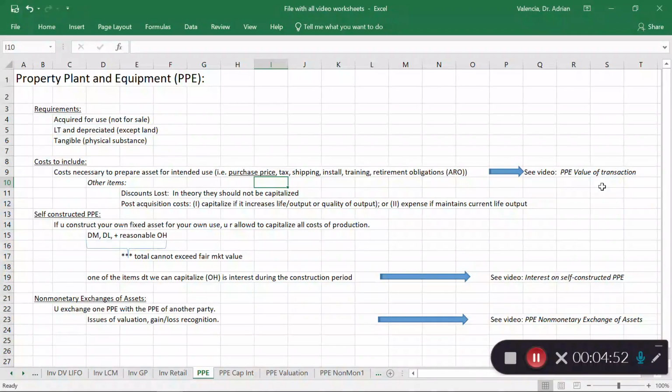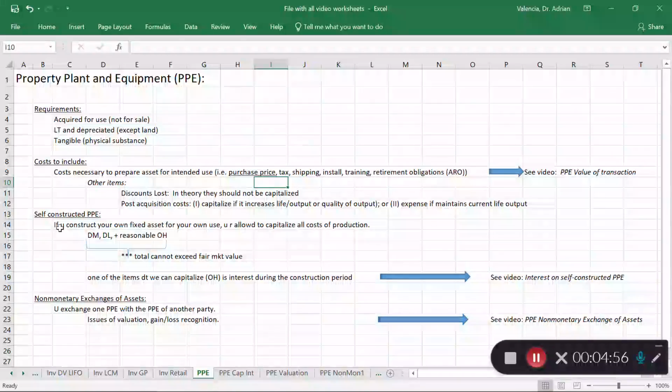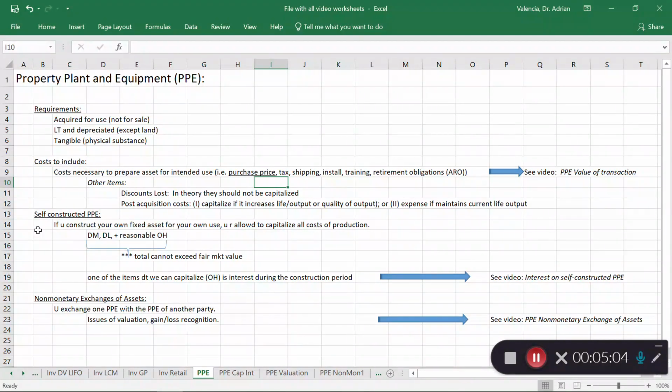And for that matter, any transaction in accounting. All right, another thing that occurs that is worth mentioning with property, plant, equipment is self-constructed property, plant, equipment. So some accounting issues arise when we decide to make our own property, plant, equipment as opposed to buying it, maybe like I was discussing here.